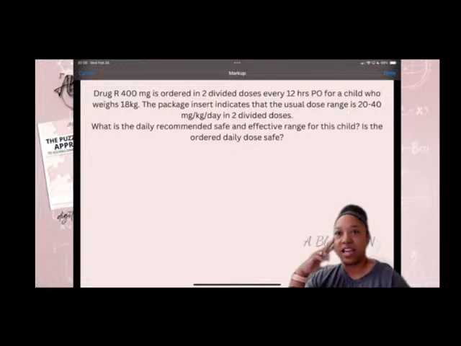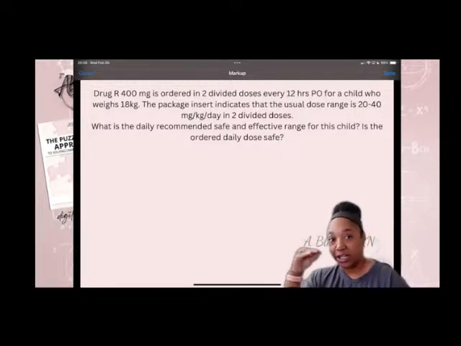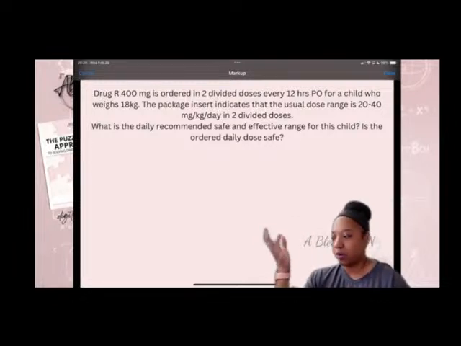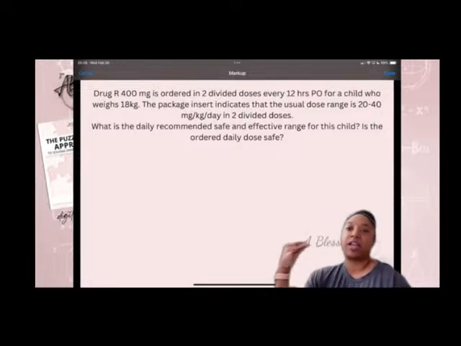Now you see I have put some inflection in my voice, right? Because I said daily. That's what you need to pay attention to, okay? So if it was just for one dose, I just said a single dose or safe dose range. You know what I'm saying? But this said daily. So we need to know how much they can receive in the day. Are y'all picking up what I'm dropping?